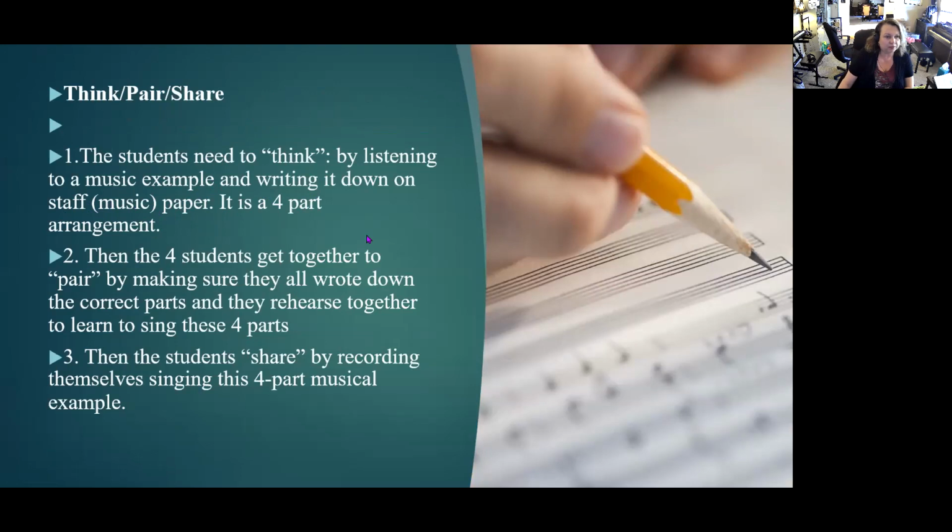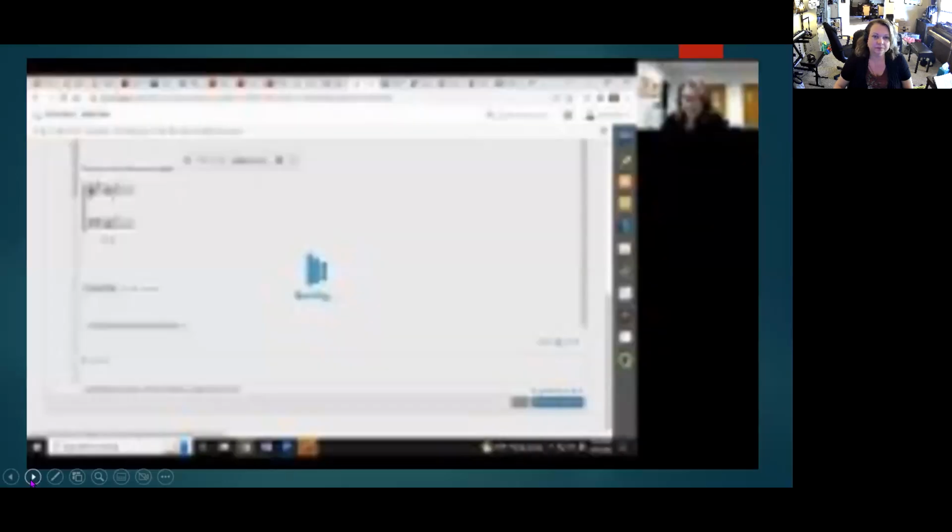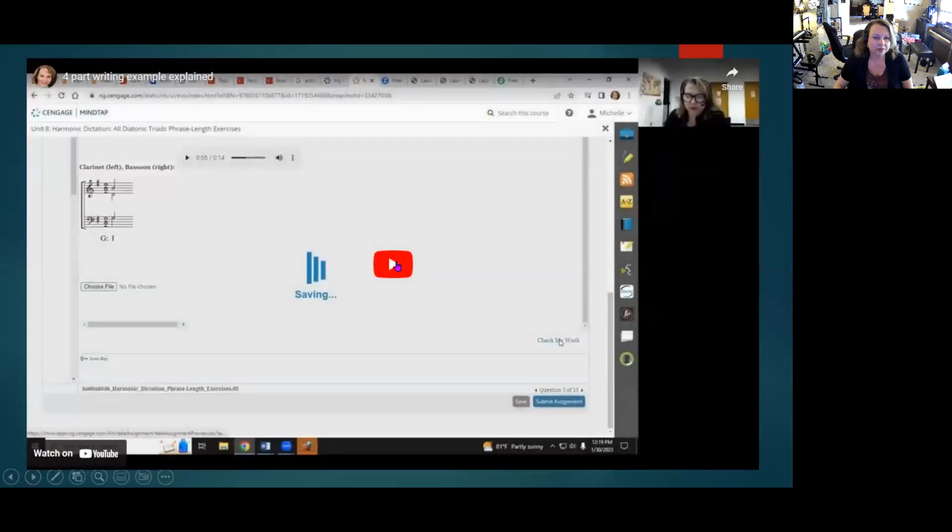Then the 4 students will get together and pair by making sure that they all wrote down the correct parts, and they rehearse together to learn to sing these 4 parts. And then the students share it by recording themselves singing this 4-part musical example. All right, let's watch this video.